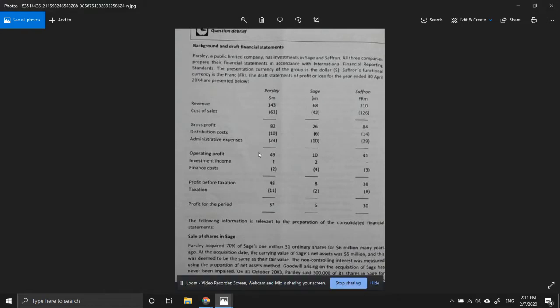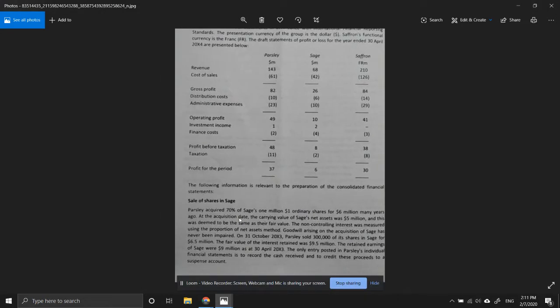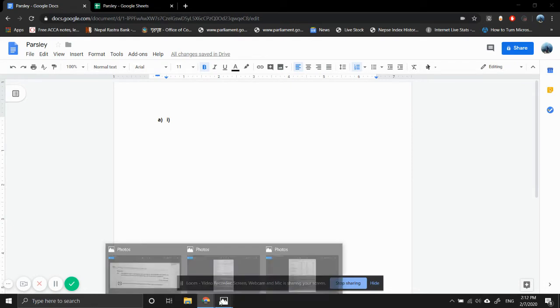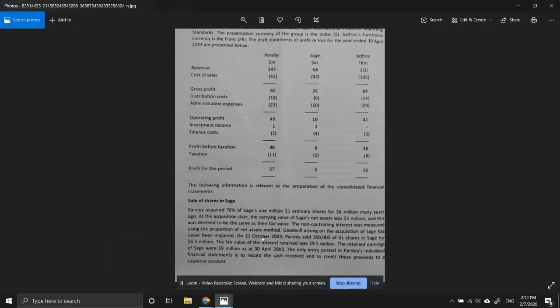So what has happened? Let's look at it. Parsley acquired 70% of Sales' 1 million $1 ordinary shares for 6 million many years ago. At the acquisition date, the carrying amount of Sales' net assets was 5 million, and this was deemed to be the same as their fair value. Non-controlling interest was measured using the net assets method, right? And goodwill arising on the acquisition of Sales has never been impaired.